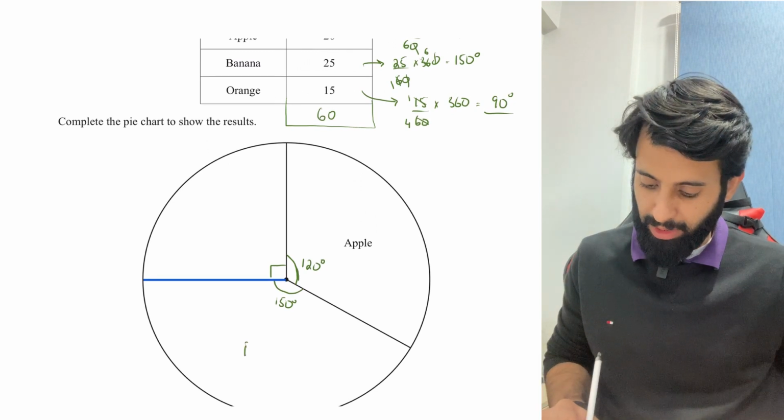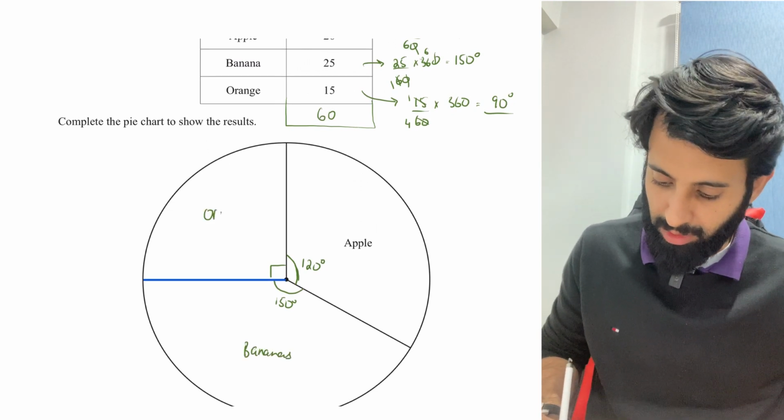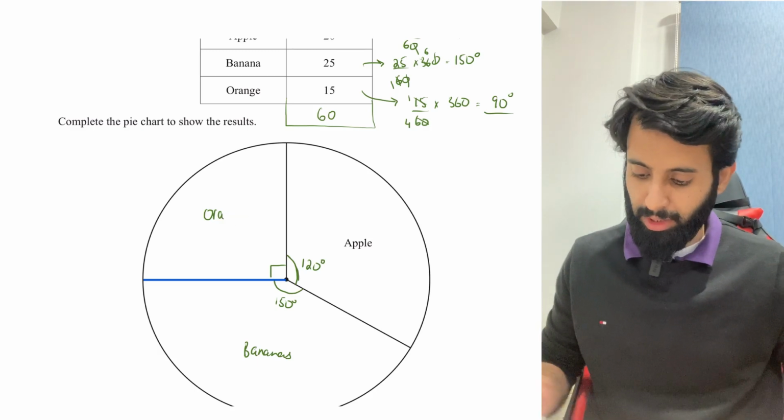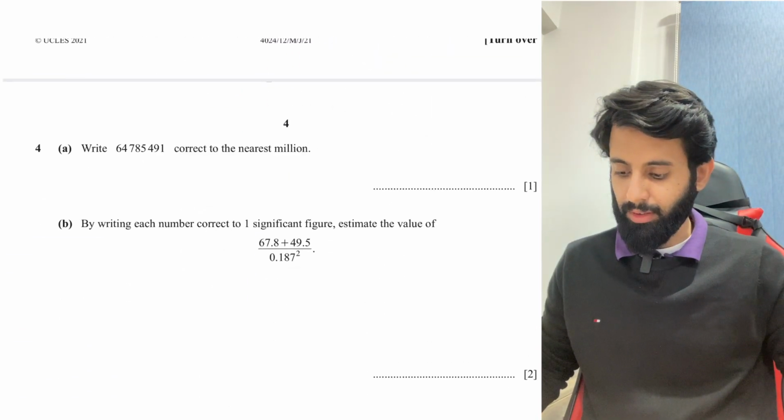So don't forget to label it. This is for bananas, or banana, whatever you want to call it. This is for oranges. Okay, so singular, not plural. But anyway, orange and banana. Okay, there you go. That was that.